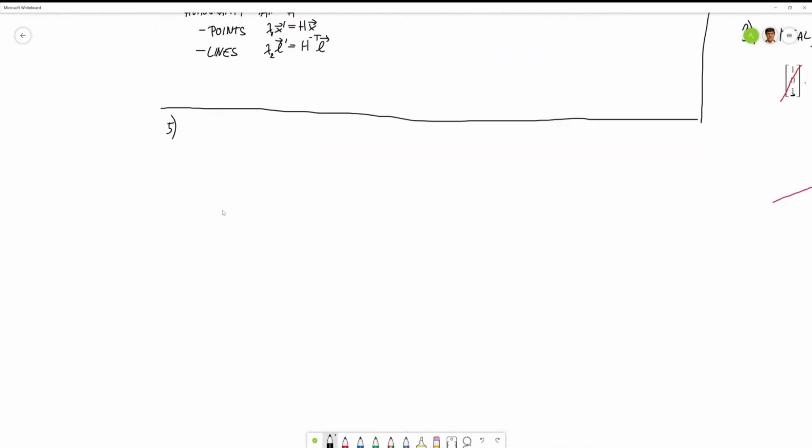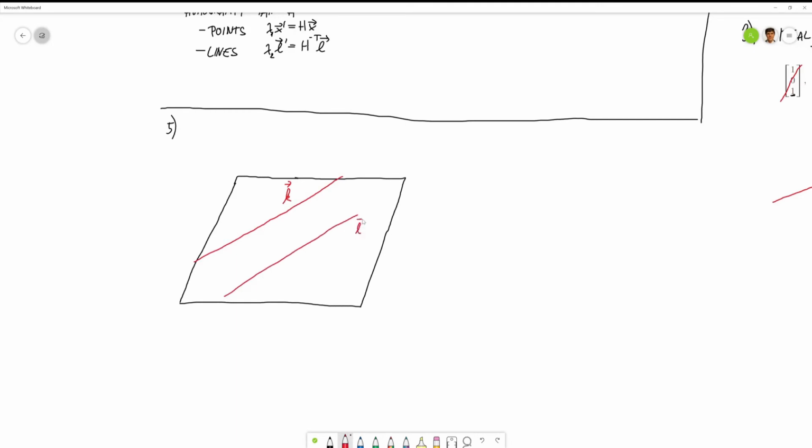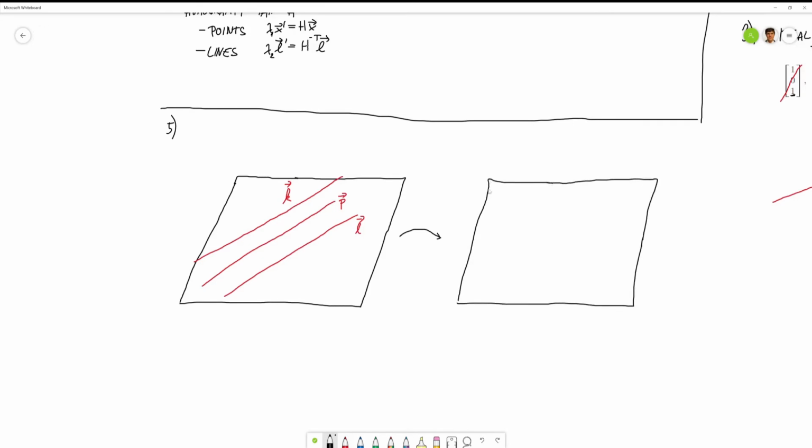Okay, task number 5. It is a little bit more complicated by the definition of the problem, but generally we have 3 lines in some affine plane, and we have some real projective plane and some mapping to this real projective plane, because there are called images of lines, images of everything. Here we know that K, L and P are lines which are parallel, and we also know some properties about their images.